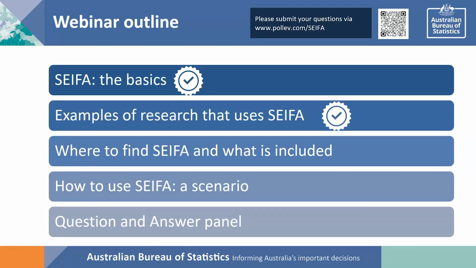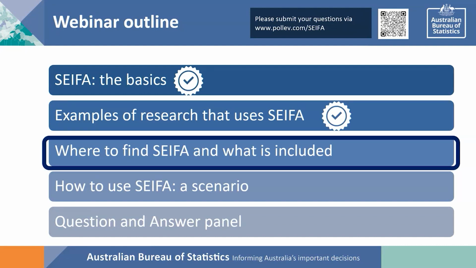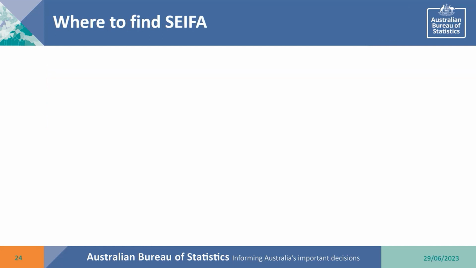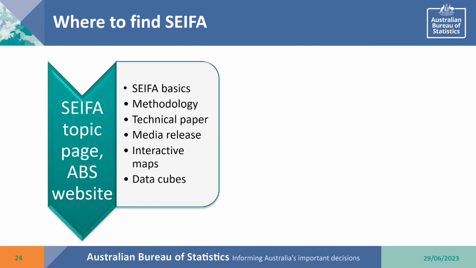That's just a sample of some of the ways that SEIFA has been used in the past. So now we'll move on and have a look at where SEIFA is and what's included. SEIFA has its own topic page on the ABS website. From there, you can access the data, methodology, technical paper, media release, and interactive maps. And we'll talk a bit about each of these in a moment.